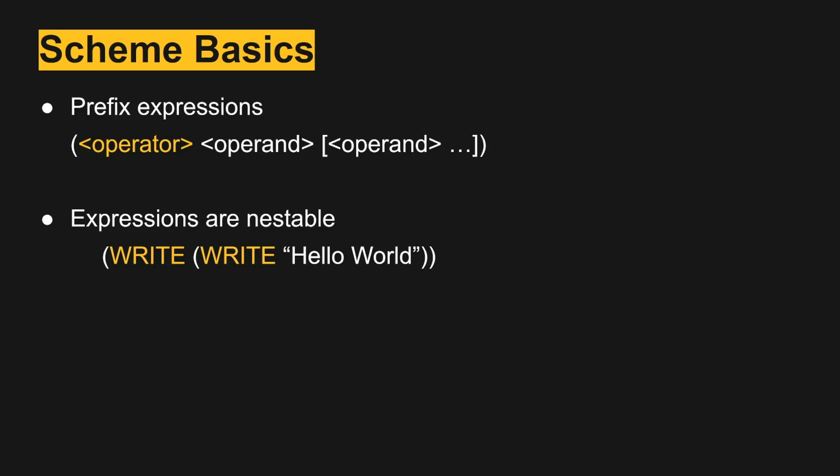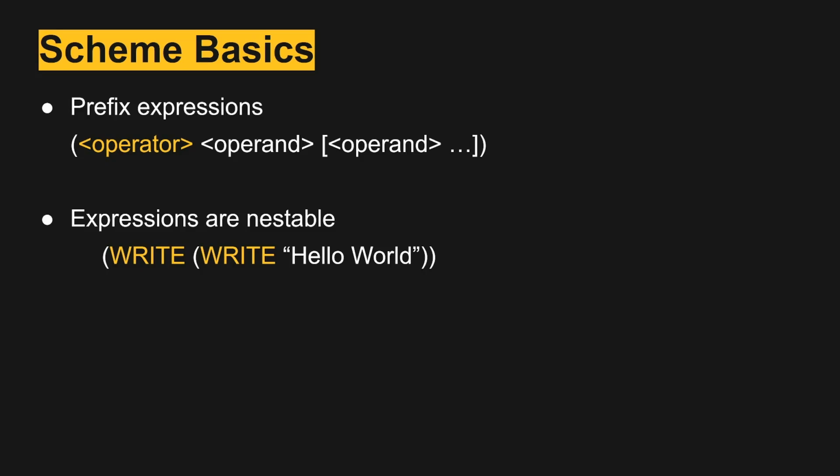So Scheme expressions are in a prefix-ish notation. And so we start with the operator and then the operands coming after that. So if we were doing addition, it would be something like open parentheses, plus, and then 5 and 6. The plus is the operator and the operands are the 5 and the 6, and then close parentheses. In addition, expressions are nestable.